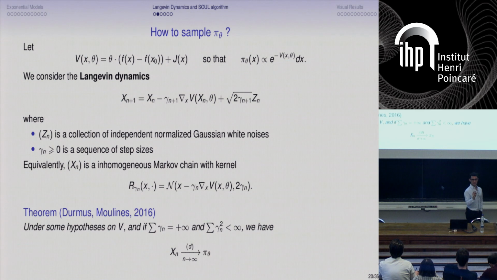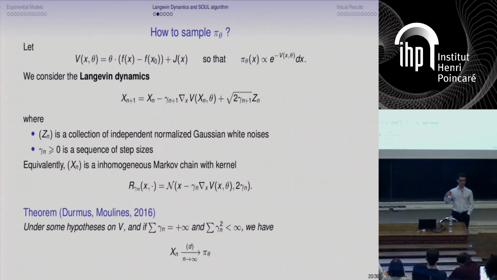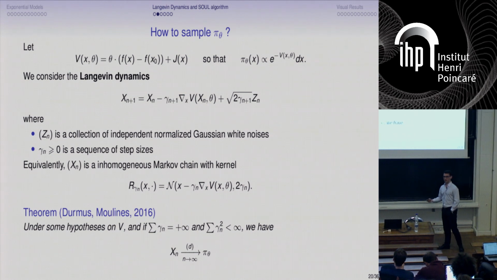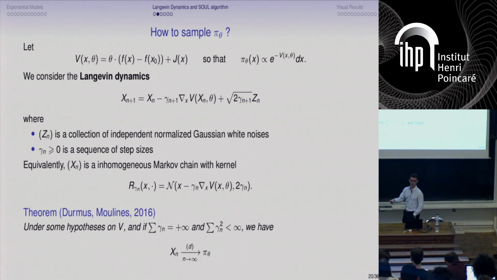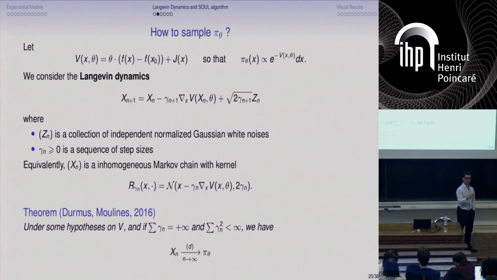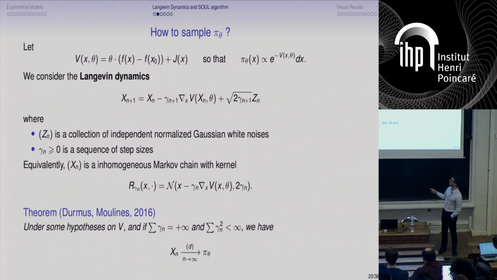Okay, so since it is a discretization of a continuous stochastic differential equation, if you want to have things that are actually consistent, you should take some steps, gamma n, that goes to 0, if you want to target the proper probability distribution pi theta. If you use constant step size in this sampling algorithm, it has a stationary distribution, but it may not be pi theta. Okay, so taking gamma that goes to 0 is actually important here.